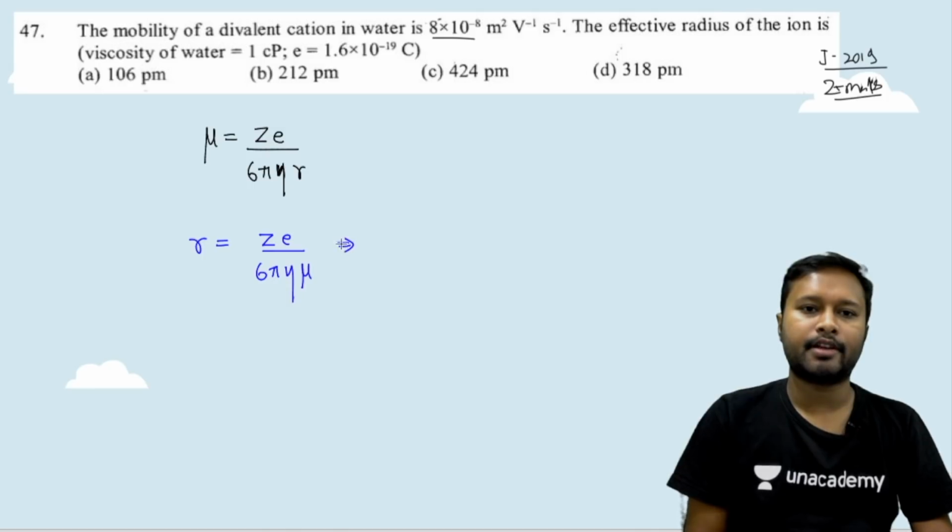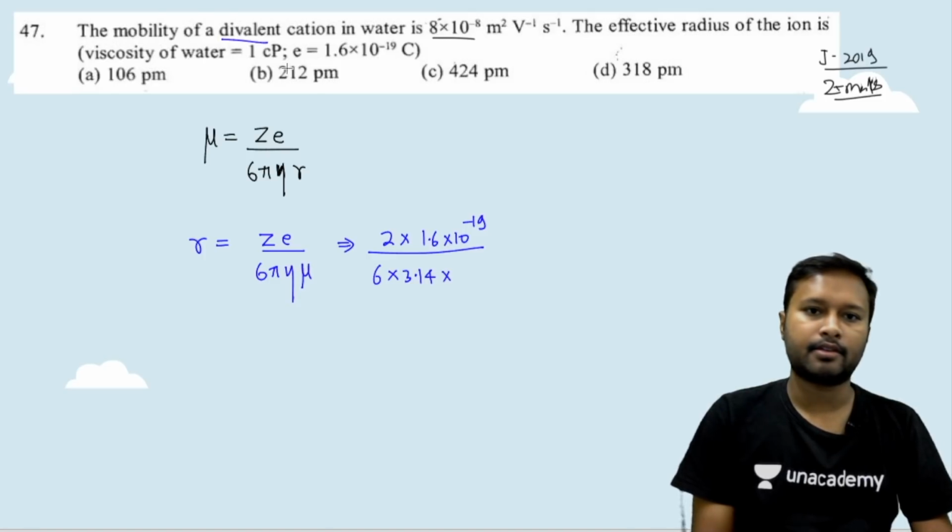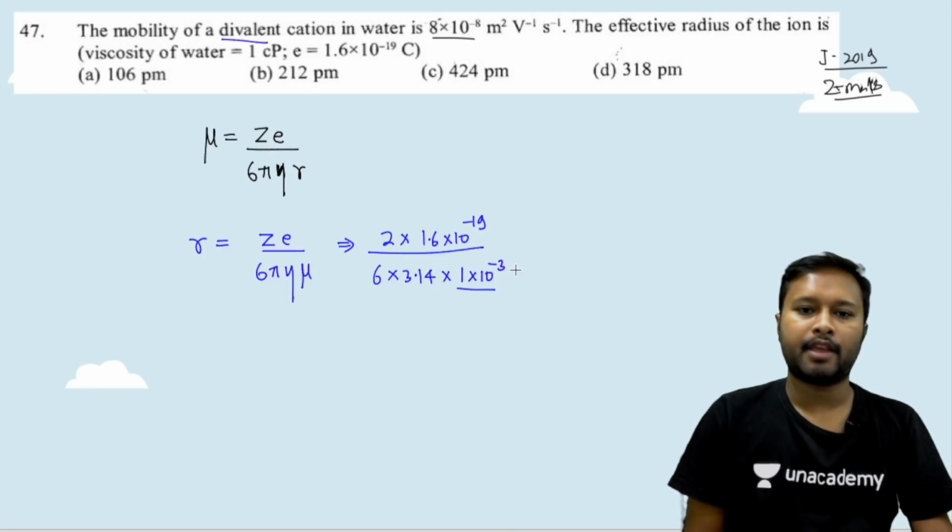Since it is a divalent cation, Z will be 2 over here, e will be 1.6 into 10 to the power minus 19 coulombs, divided by 6 into pi, which is 3.14. Eta is your viscosity, and it's given to you as 1 centipoise. So convert that into poise. That will be 1 into 10 to the power minus 3 poise. Okay, so I have converted this centipoise into poise. And mu is your mobility, that's given to you as 8 into 10 to the power minus 8.